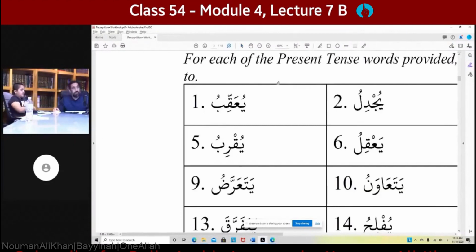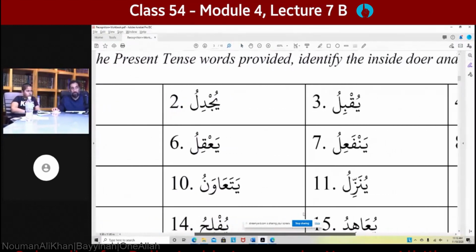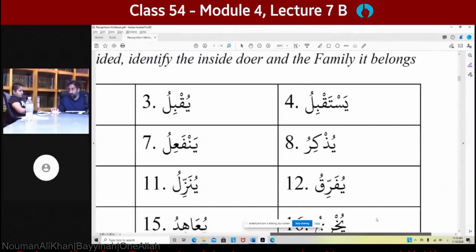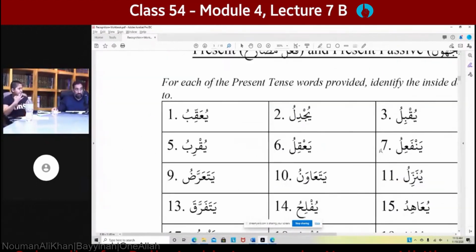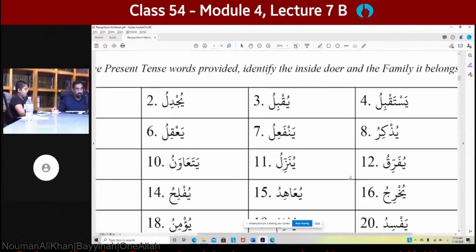Yu'aqibu, yu'allimu, yujdilu, yuslimu, yuqbilu, yuslimu, like that, right? But I don't care. I want madi, mudari', masdar. So if you find yu'aqibu, I want to hear aqqaba, yu'aqibu, ta'qiban. If I see yujdilu, I want to see aslama, yuslimu, islaman. So ajdala, yujdilu, ijdalan. Try to do this orally in your head. Just the three, I don't want the whole stuff.